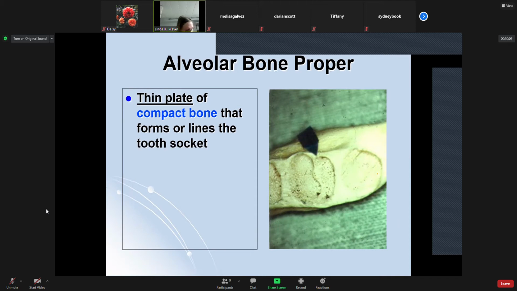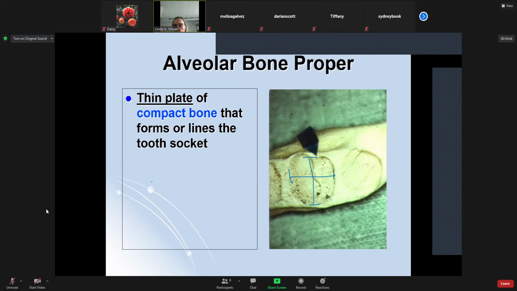Okay. Let's look at some additional terms that are going to apply to alveolar bone proper. As already defined, it's a thin plate of compact bone that forms or lines the tooth socket. This is actually looking at the tooth socket from a superior view. The tooth has been extracted, and I'm looking into the tooth socket here. All of this inside here is the tooth socket. So this is showing you the alveolar bone proper.